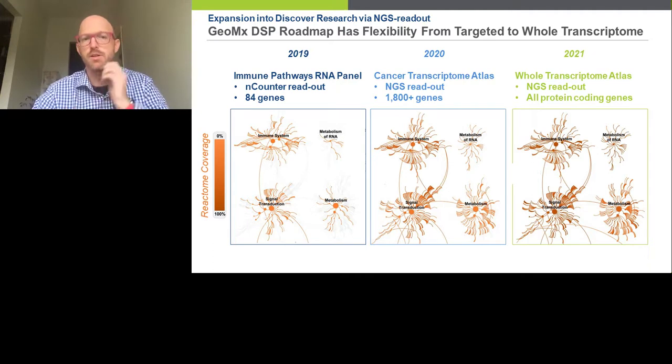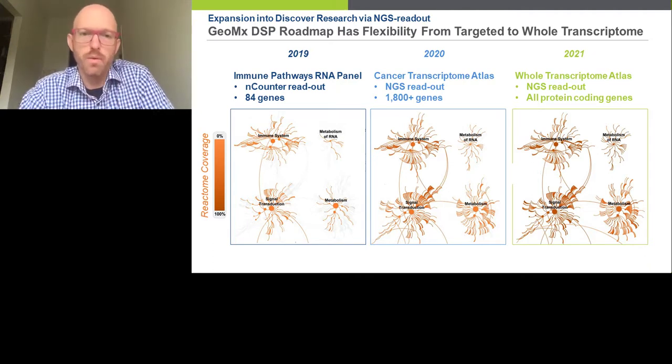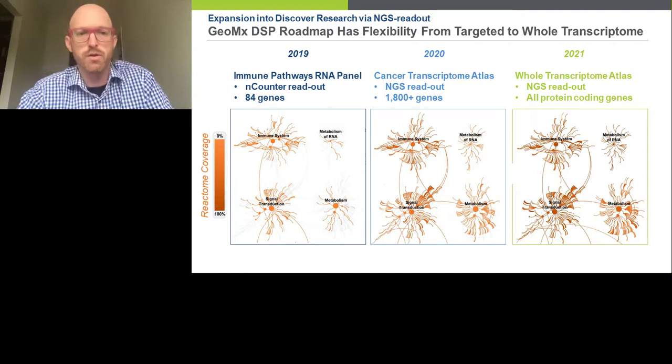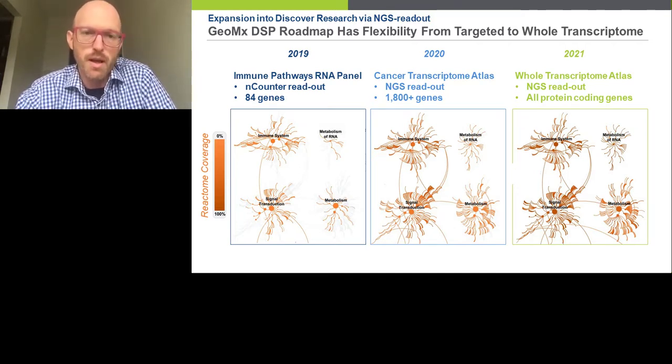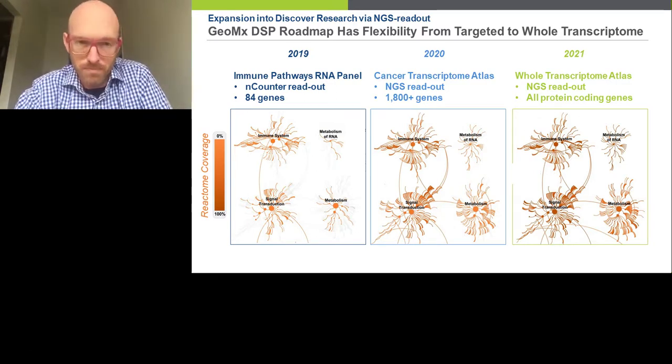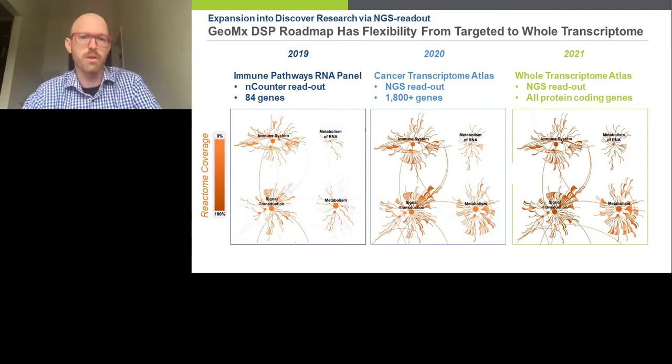And then just to introduce what we're launching early next year, the whole Transcriptome Atlas. This will be for human and for mouse. The other two panels were for human, but this you'll be able to measure basically the whole transcriptome in every single region of interest. So a truly unbiased assay. So all the protein coding genes.